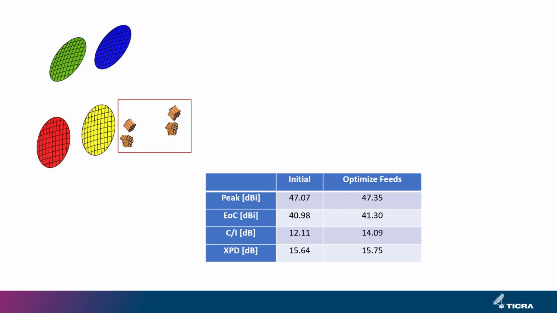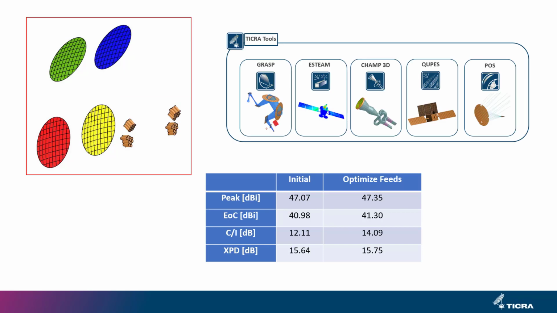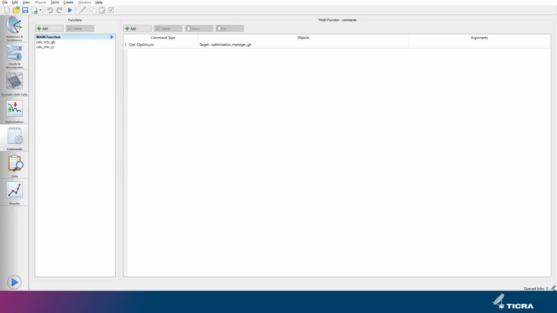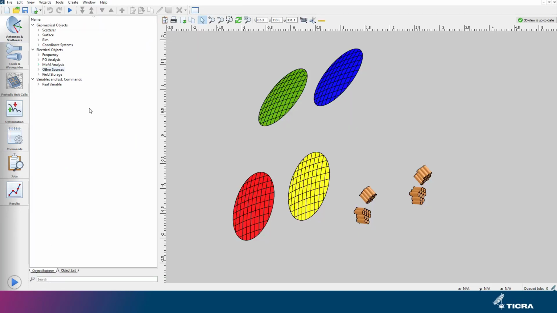However, as mentioned, we would like to optimize the full antenna system by again optimizing the feed design with CHAMP 3D and reflector shapes using POS, all inside Tigra Tools. We return to the Tigra Tools project, where we still have the antenna set up, and we would now like to simultaneously optimize the feeds and reflector shapes.